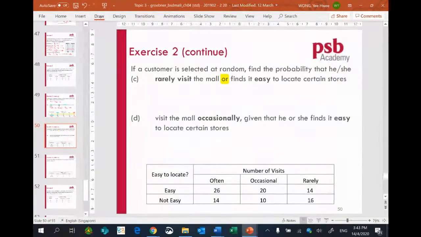Okay, so you have rarely, you have easy. Where is the rarely? Rarely is here. And you have easy. Easy is here. Oh no, we need to write again. This is 60, 40, 100. This total is 40, 30, and 30.